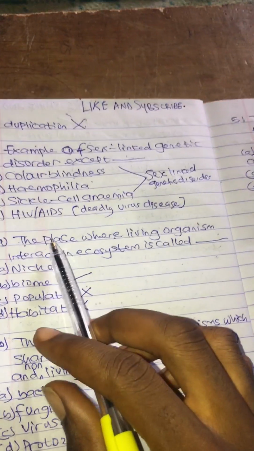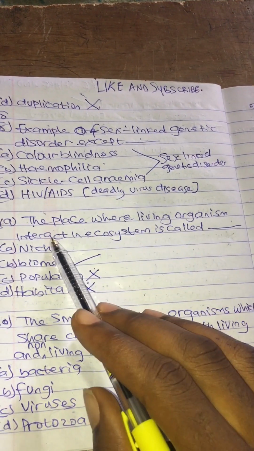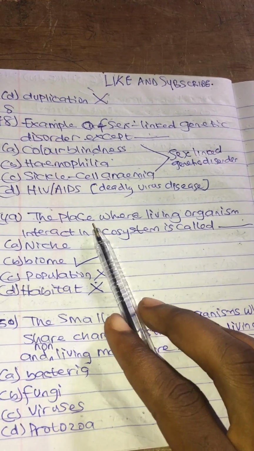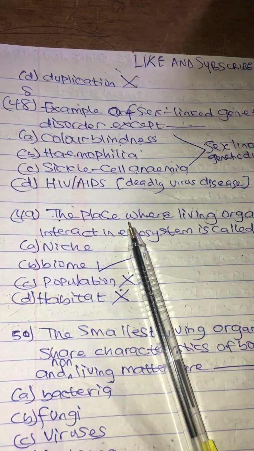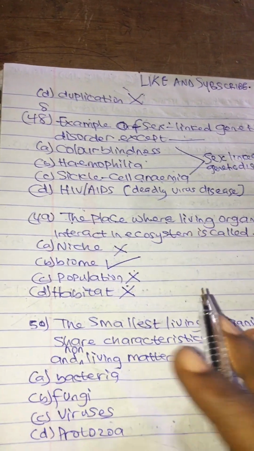So notice, once they ask you in your exam that the place where living organisms interact in ecosystem is called the biome. It's called the biome. So niche is also out of it. So let's continue.